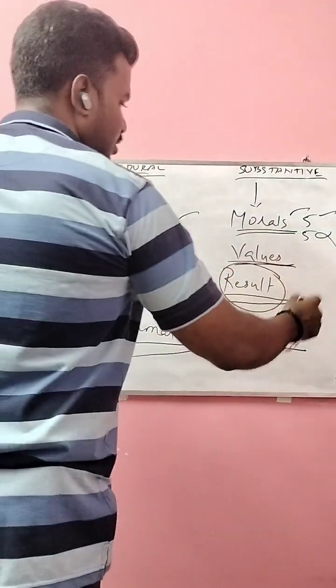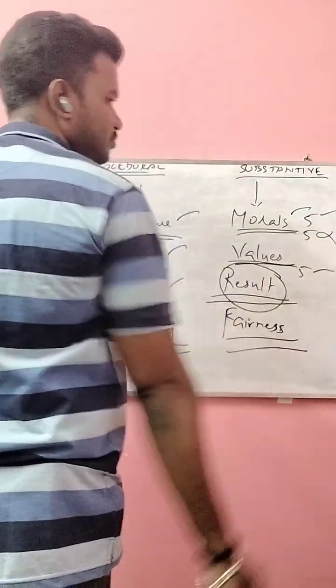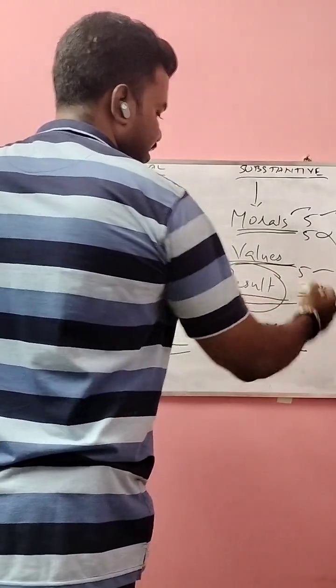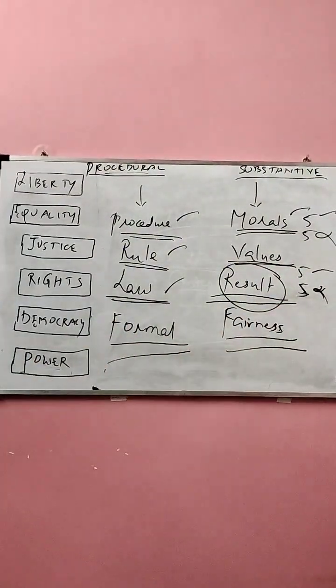Now the winners will come from the top 5. The rest 5 malnourished may even fail to complete the race. They may not even cross the finish line. So procedural is about rule, regulation and formality, but substantive is about moral, it is about fairness, it is about the result. So this is the basic difference between procedural and substantive.